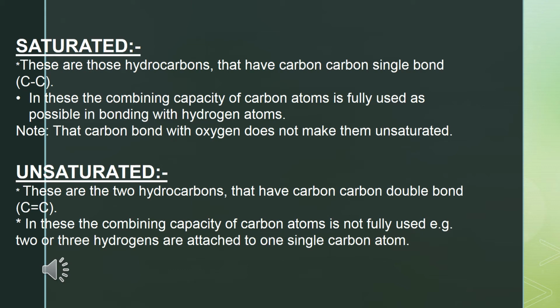Let's talk about saturated and unsaturated hydrocarbons. You have already got the concept, but let's talk about it in a separate slide as well. Saturated hydrocarbons are those that have carbon-carbon single bonds. In these, the combining capacity of the carbon atom is fully used in bonding with hydrogen atoms. When a carbon is saturated, it means that there are single bonds between the carbon and the other atoms.